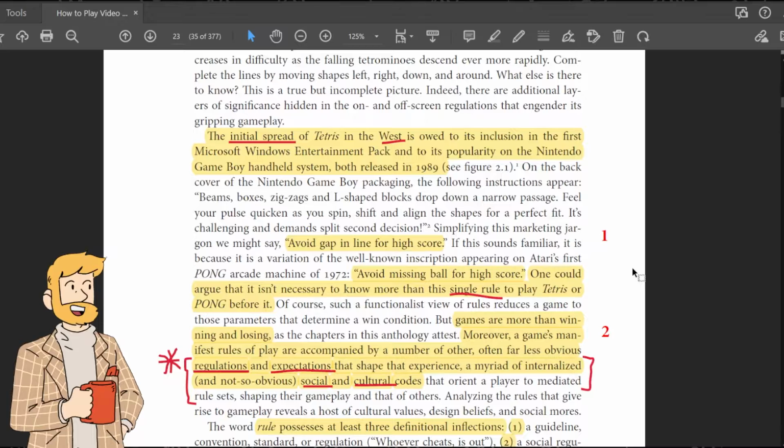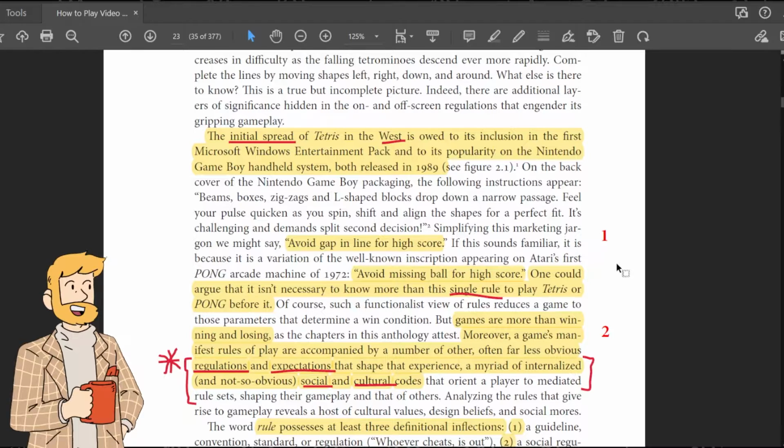Here, Nohr cites a classic rule from a classic game, Atari's Pong from 1972, the arcade machine version of Pong. And apparently on this machine, there was an explicit rule given: avoid missing ball for high score. This is something that makes a lot of sense, and certainly lines up with what I think we mostly think of when we think of rules. We think of something that one is supposed to do within the game towards some sort of goal, right? We're trying to achieve a high score by doing something.